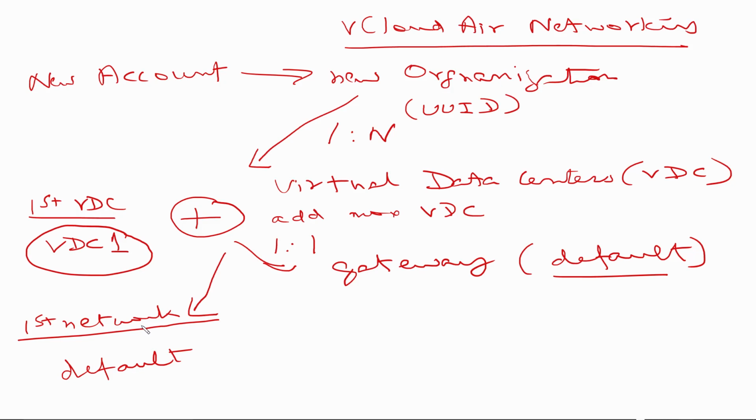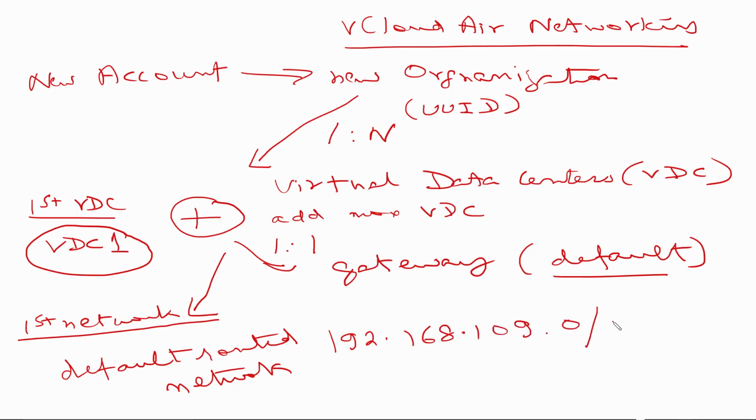Now in this gateway, by default we get the first network, and that's a default routed network, and it looks like the private addresses in that network are 192.168.109.0/24. They are in that range. Okay, and the gateway address for that network is 192.168.109.1. Okay, so let's just recap.